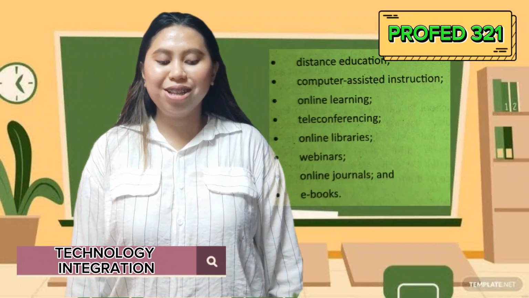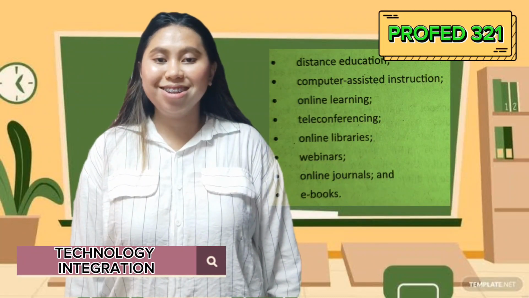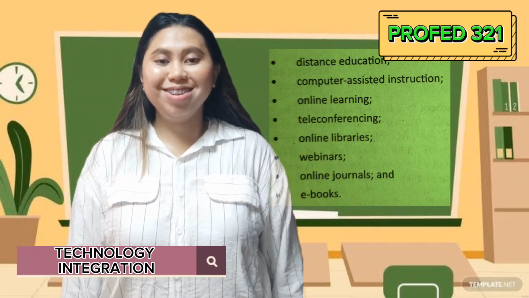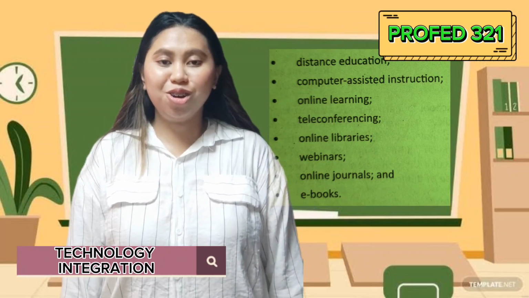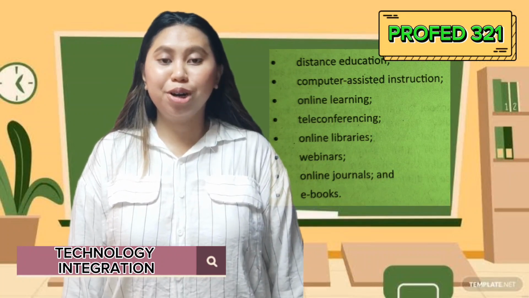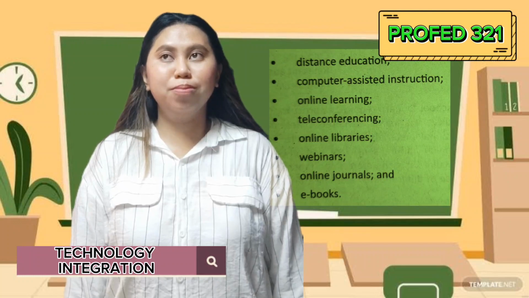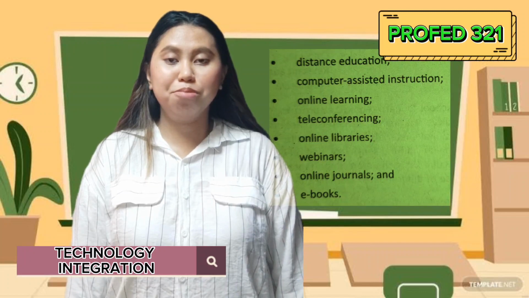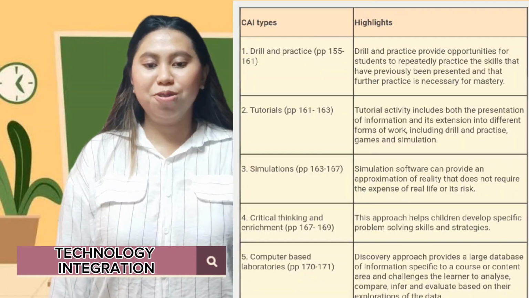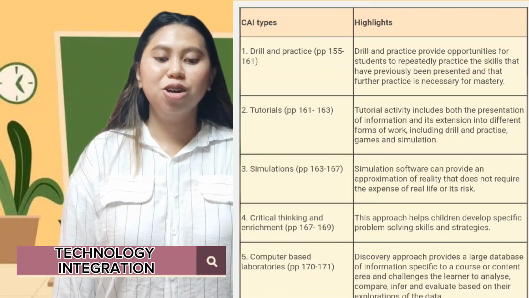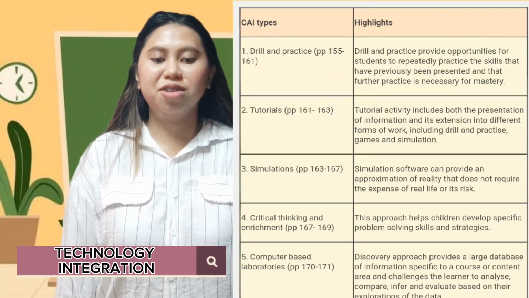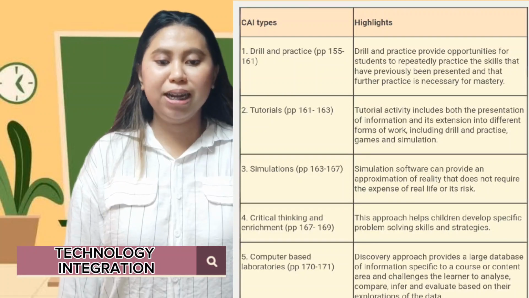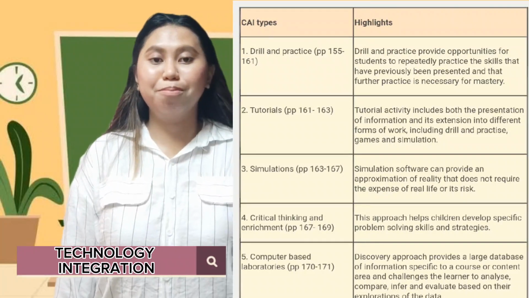So next on our list would be computer-assisted instruction, or what we call CAI. Under CAI, from the word itself, instructions are delivered in online form using a computer. So there are types of CAI. The first one is drill and practice. Drill and practice provides opportunities for students to repeatedly practice the skills that have previously been presented and that further practice is necessary for mastery.